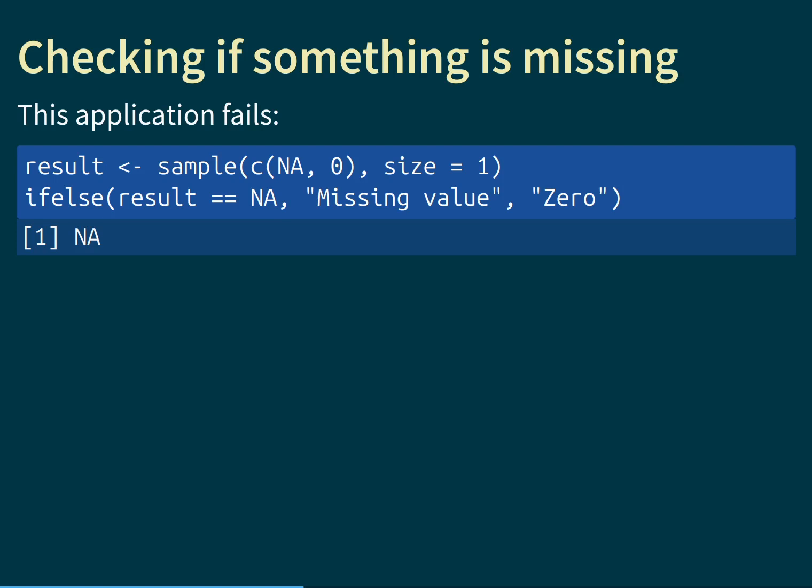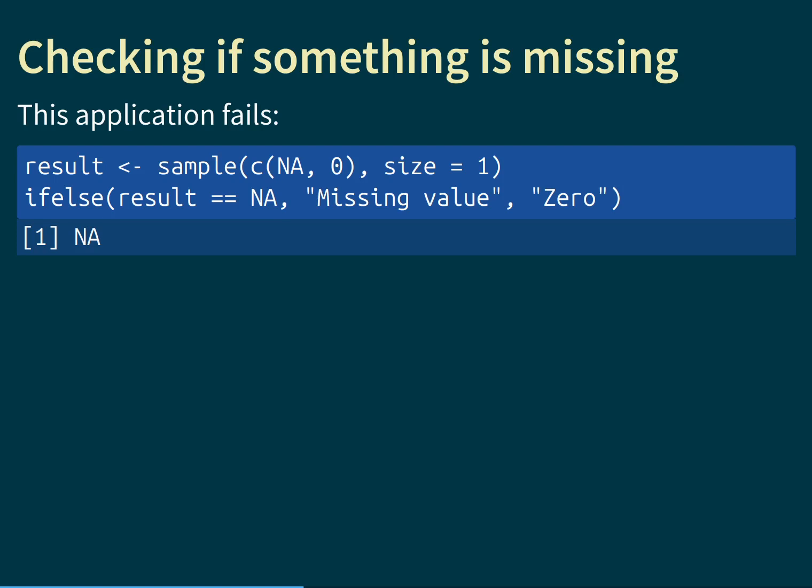So it could either be NA or it could be 0 with equal probability, 50-50 chance. So result is either NA or 0, and we don't really know what it is after running that line just yet. Then the second line of this program consists of an if-else, where we check whether the result is an NA, with is result equal to NA, and if it is, then we return the character string missing value, otherwise we return the character string 0, so basically representing what the result is.